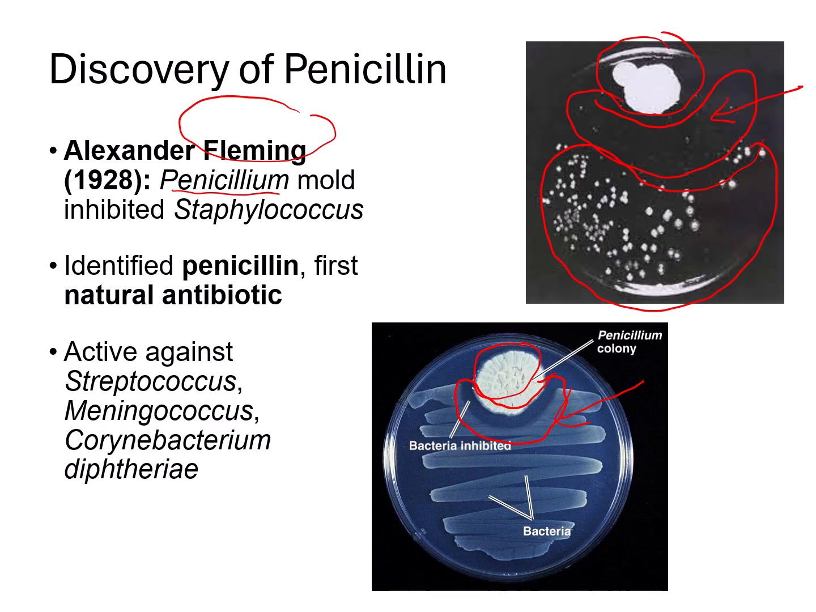And when they examined that area more carefully, they discovered penicillin. So this was the first natural antibiotic found in nature, and it was effective against a variety of bacteria and still is, including Streptococcus, Meningococcus, and Corynebacterium diphtheriae. Just be careful when you're looking at the names. Penicillium is the mold, and the antibiotic it produces is penicillin.